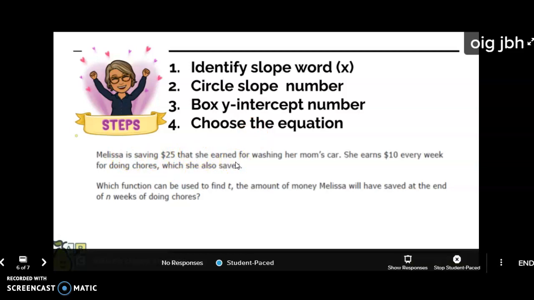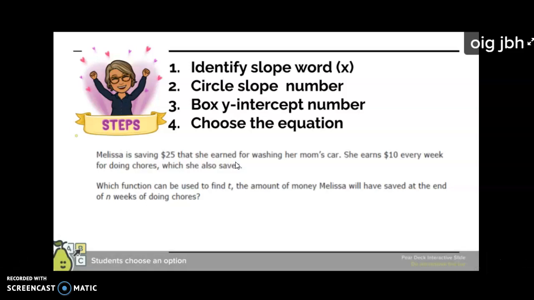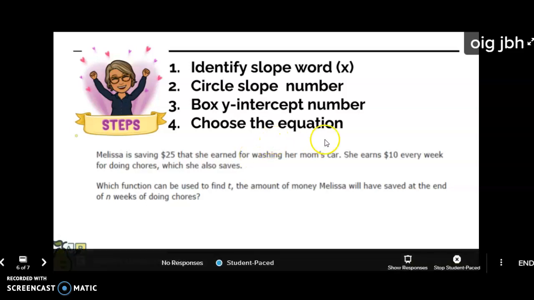Okay, so in reading this, Melissa is saving $25 that she earned washing her mom's car. She earns $10 every week for doing chores. So we're trying to write a function, or an equation, that represents that information. First step, identify my slope word. Get your marker, your pen, your highlighter. Every is my slope word, right?